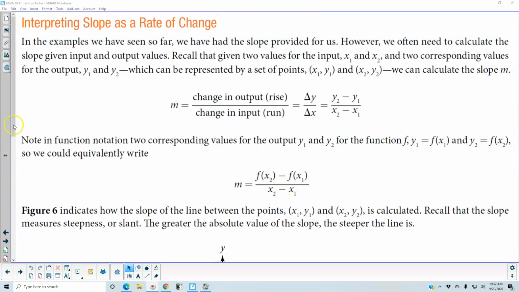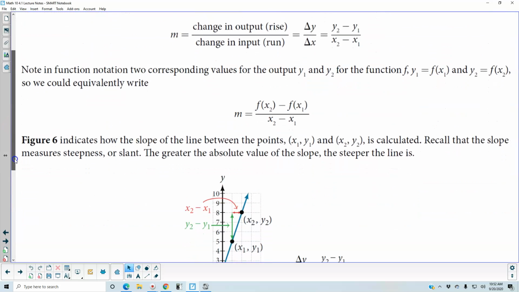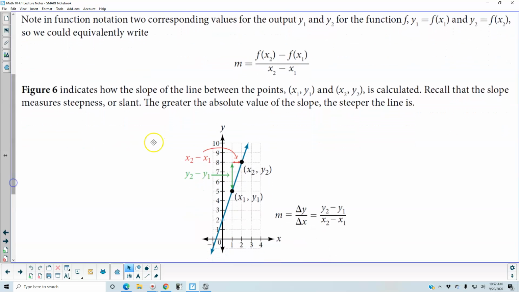Now figure 6 indicates how the slope of the line between the points (x1, y1) and (x2, y2) is calculated. Recall that the slope measures steepness or slant. So the greater the absolute value of the slope, the steeper the line is. So here we can see what's happening with the slope of the line. Here you have your two points. This is the vertical distance, which is y2 minus y1, and this is the horizontal distance, which is x2 minus x1.